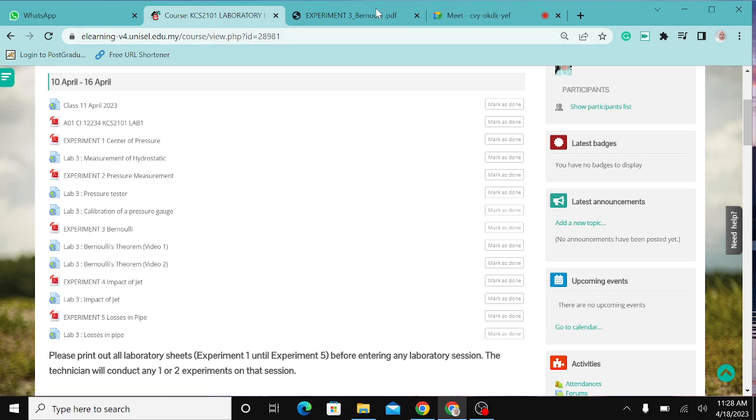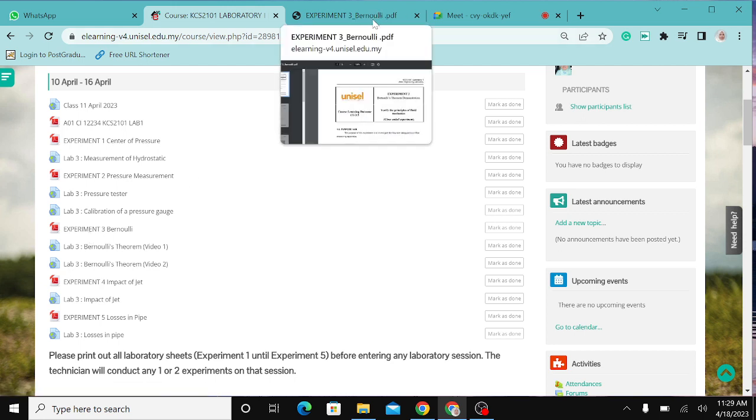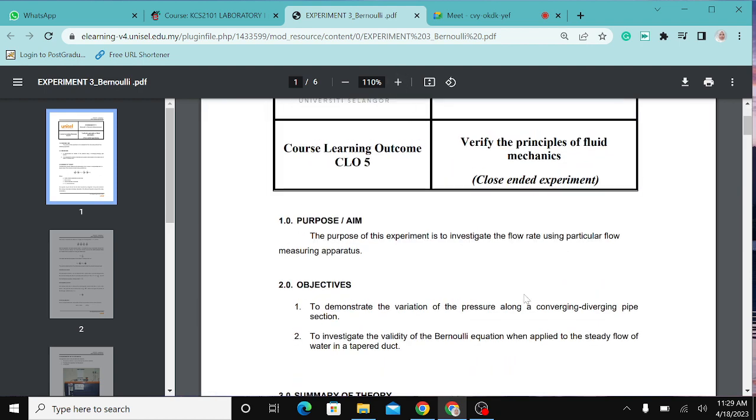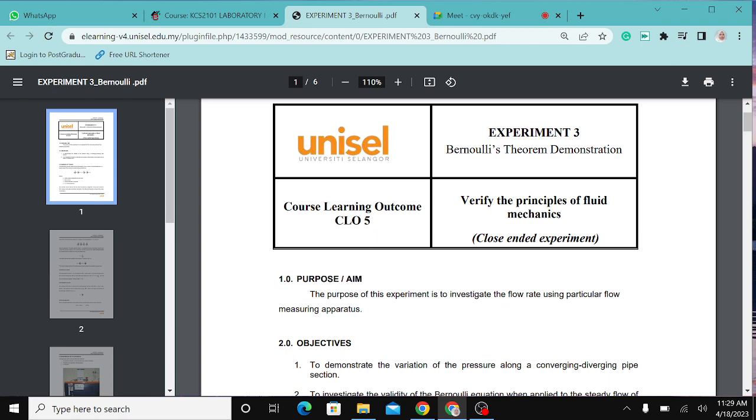Okay, on the Bernoulli, Bernoulli. So this one, saya brief dulu the steps or the procedure. Okay, so untuk third experiment on the Bernoulli's theorem. Okay, so the course outcome is to verify the principle of fluid mechanics.